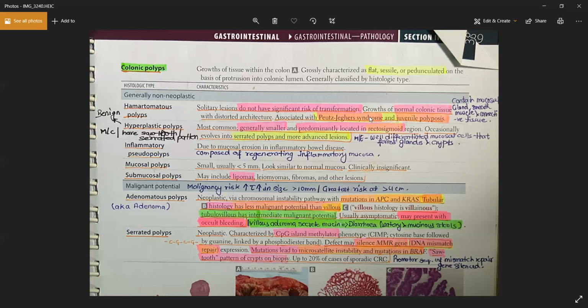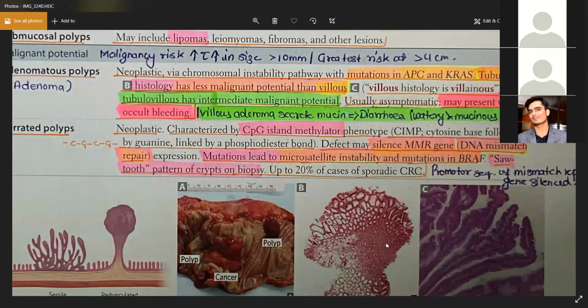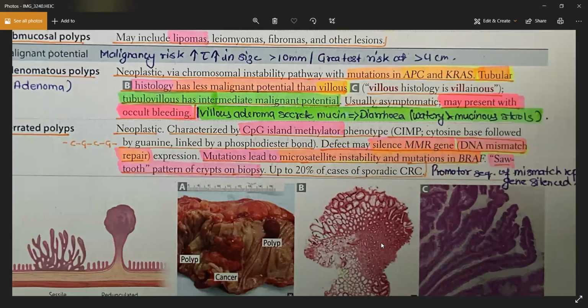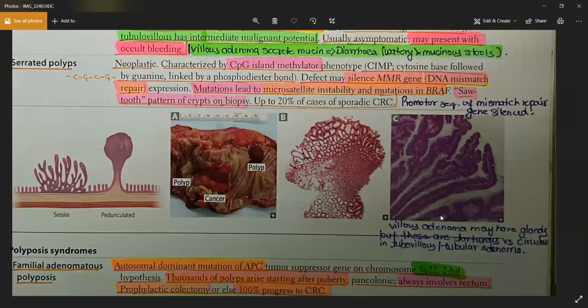junctions. Sometimes they can also evolve into serrated polyps, and when the serrated polyps form, they can cause cancer. You will have a sawtooth pattern, a serrated pattern, in the hyperplastic polyps. As you can see, given here, it's not given.